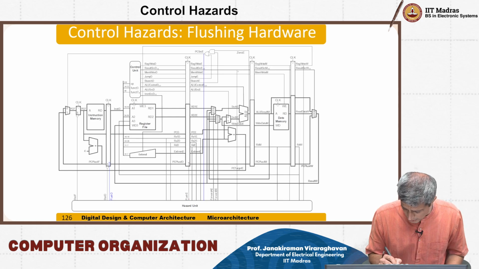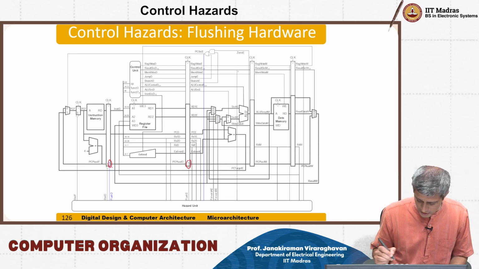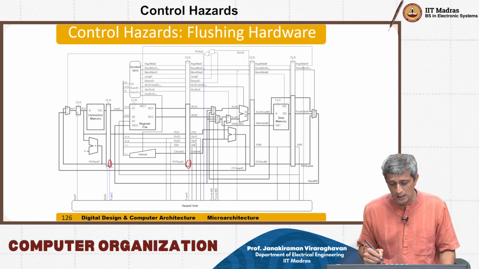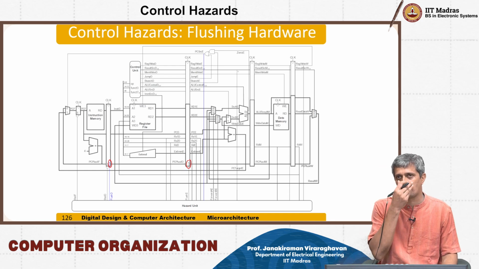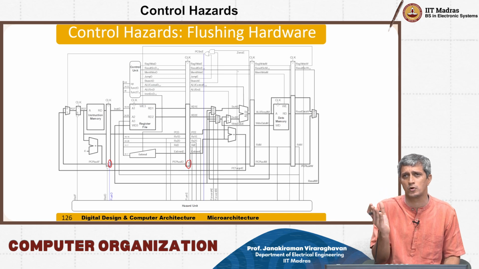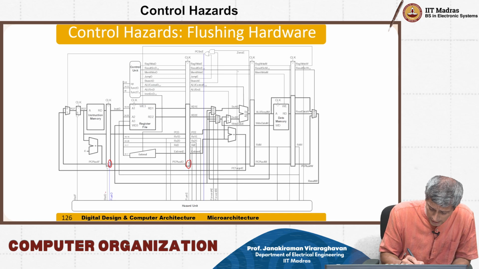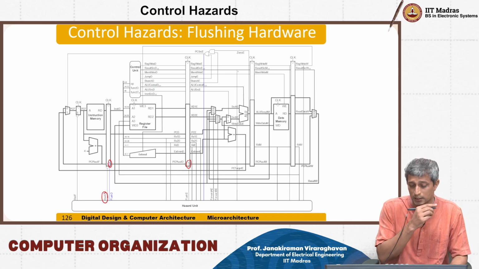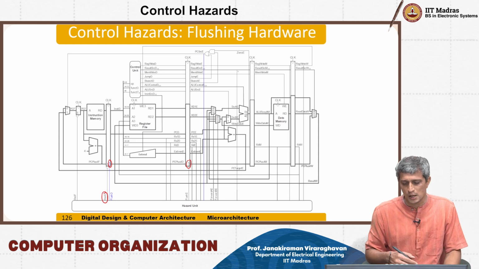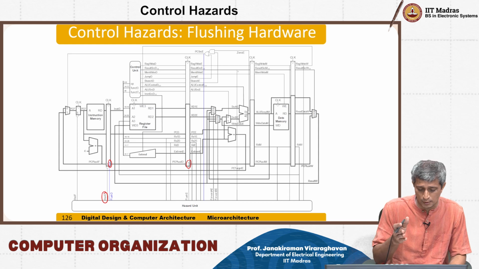Now note that the flush signals in any stage are simply controlling the clear of the flip-flop. That means all that you will do is to make the output of the flip-flop equal to 0. On the other hand, the stall is controlling the enable. Of course it's going inverted, but effectively what we are trying to say is that you will stall something.